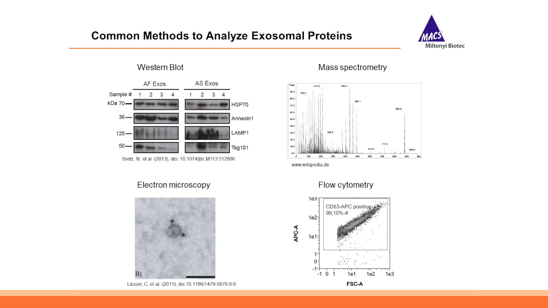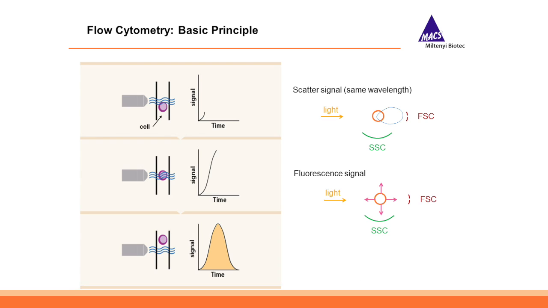If you're interested in individual exosomes, people usually do electron microscopy, where you can see individual exosomes and can also detect proteins by immune staining. But here you can only analyze a few exosomes, and it's technically quite challenging. Another method to analyze single exosomes would be flow cytometry, and here we will have a closer look now.